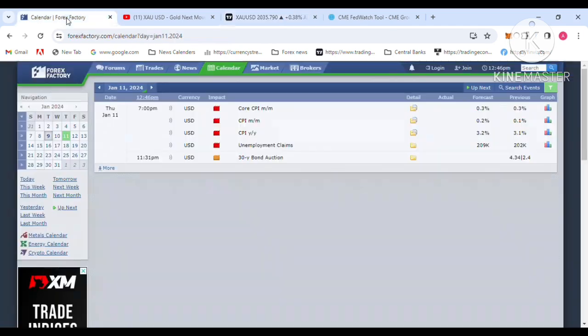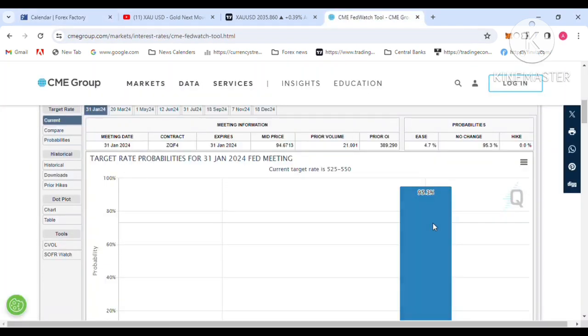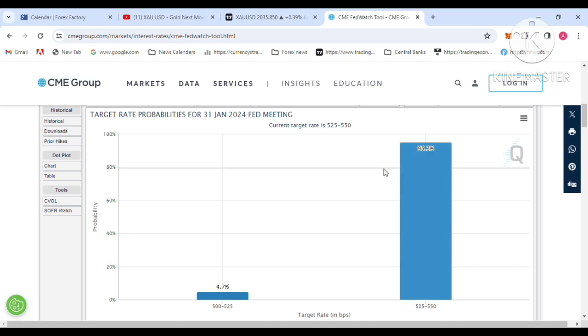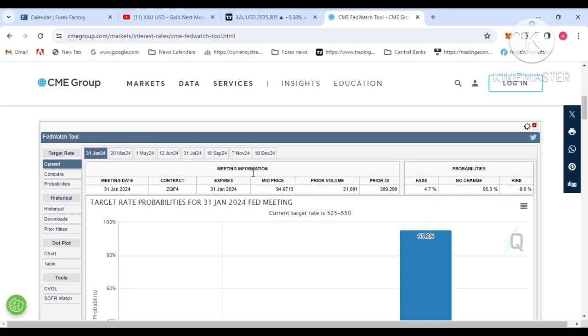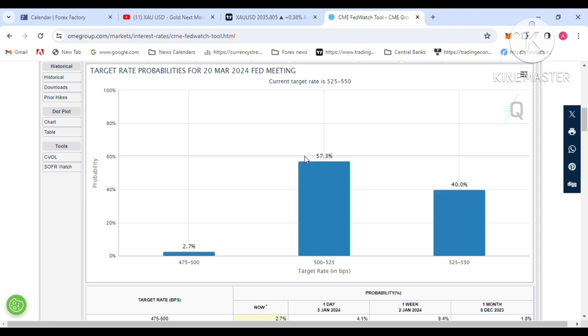So the second option is the inflation report dropping. 3.1 is the current inflation rate. If it drops to 3 or below, below 3% like 2.9, 2.8, this is the January FOMC meeting. A 95% forecast for no rate change in the January FOMC meeting is already priced in, according to the Fed Watch Tool website. And you can see for the March FOMC meeting there is a 57% forecast for an interest rate cut.